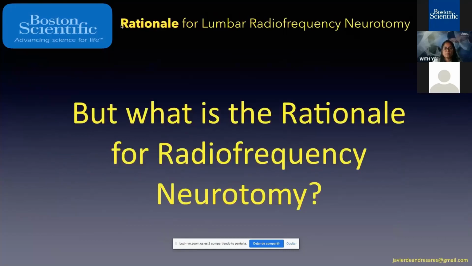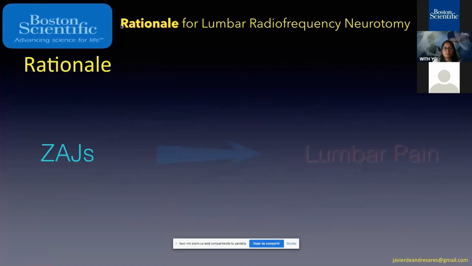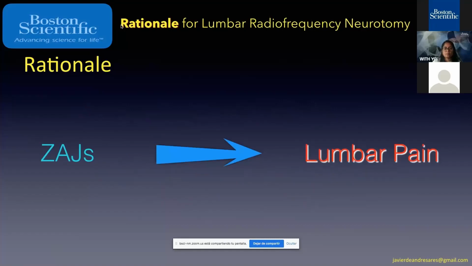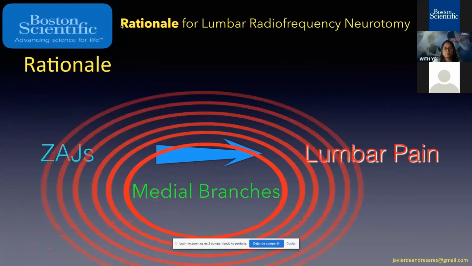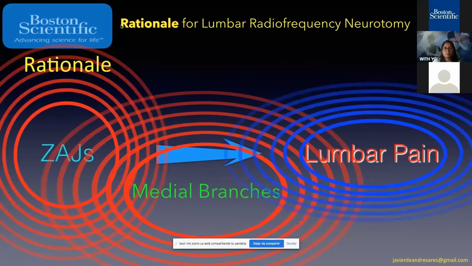But what is the rationale for radiofrequency neurotomy? Well, we know zygapophyseal joints are a source of low back pain, so anesthetizing the zygapophyseal joints or anesthetizing the nerves that innervate the zygapophyseal joints can make lumbar pain disappear, at least temporarily.